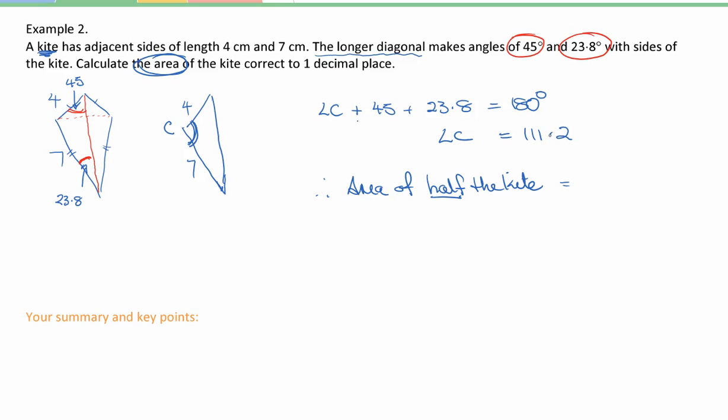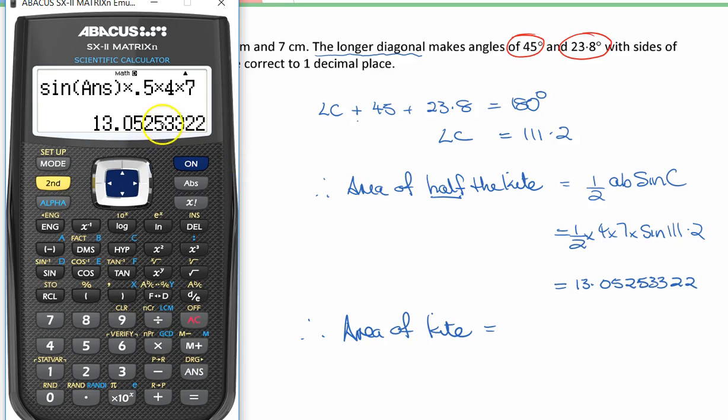Now, we've got that the angle C is 111.2 degrees. So we've finally got the information that we would need to work out the area of just half the kite. Only half the kite. It's a triangle. Half the kite is a triangle. And the formula for the area of a triangle in this case is a half ab sine C. So we've got a half. The two sides are 4 and 7. Sine 111.2.